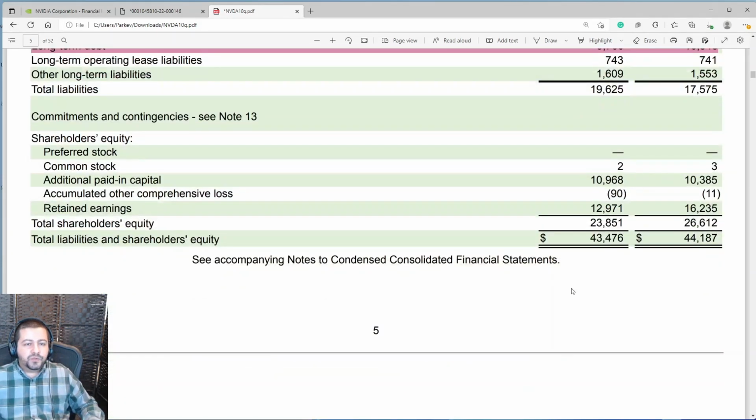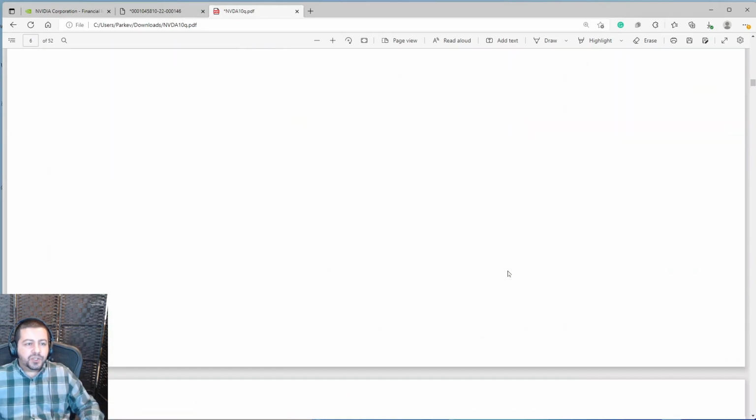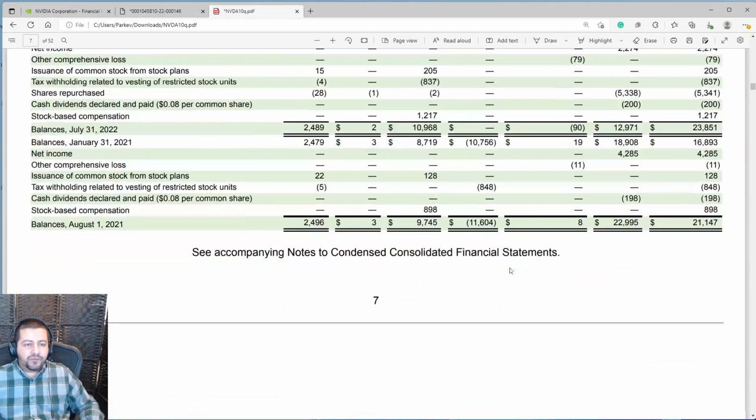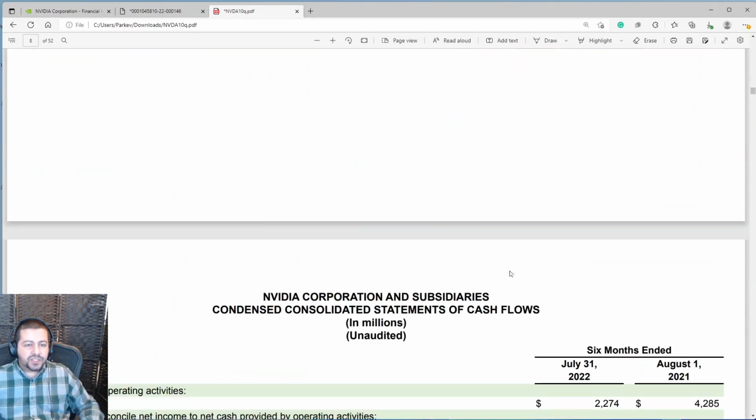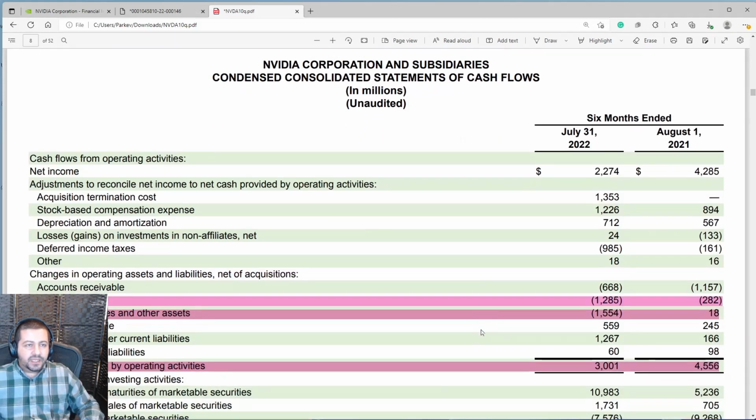All right, as we move down, we're looking for its cash flow statement, which is one of the three financial statements I emphasize looking at, especially if you're just starting out looking at financial statements. And here is Nvidia's cash flow statement, and it's for the 6 months that ended on July 31. And what I like to see here is cash flows provided by operations, the one that's providing the majority of cash flow for the company.